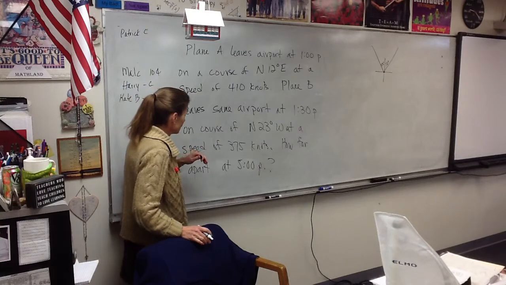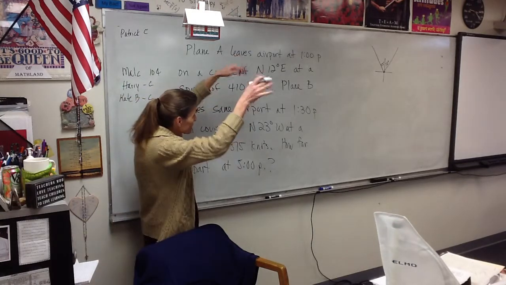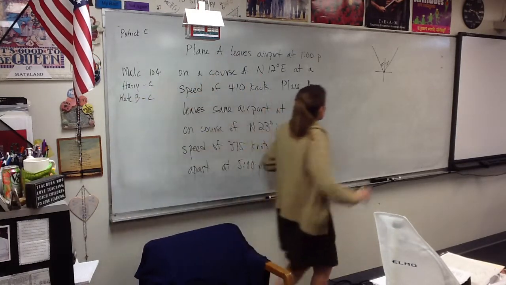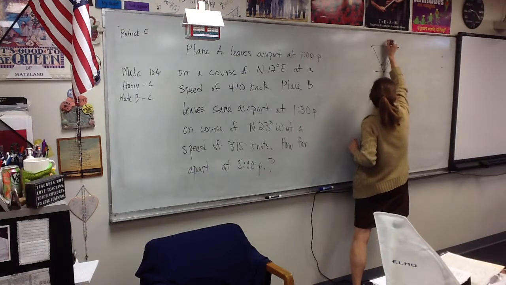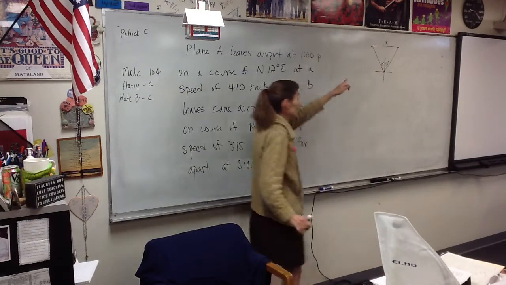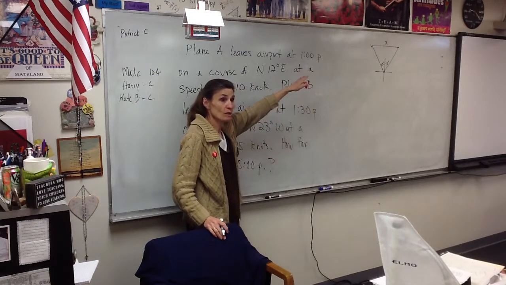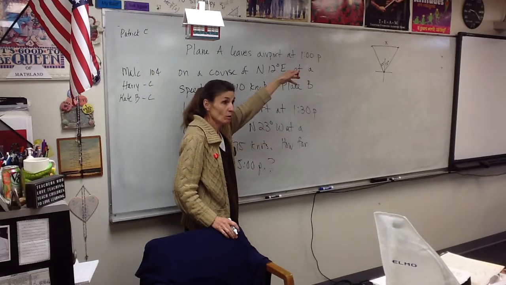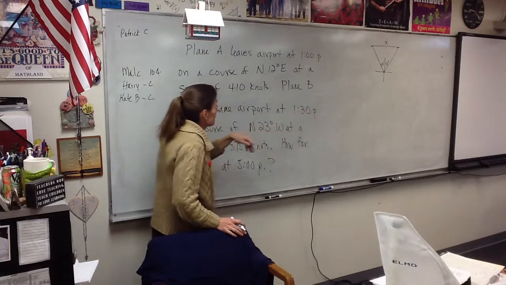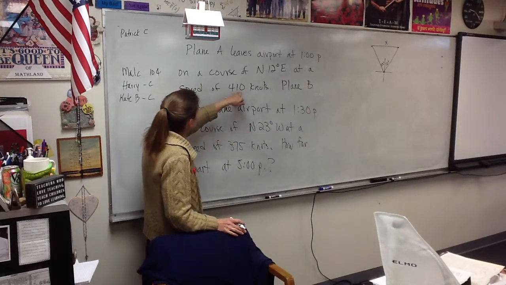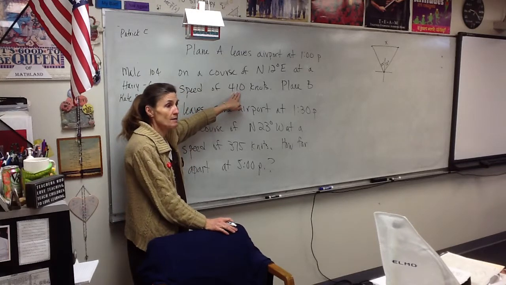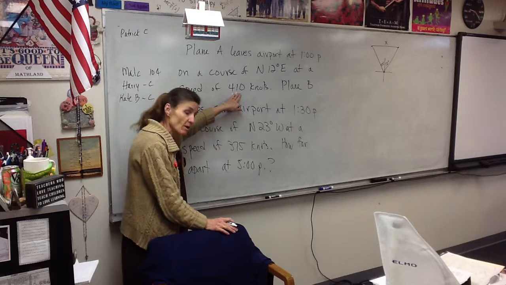Now, both planes are out there someplace, and we want to know how far apart they are at a certain time. Would you agree with that situation? And that's the variable. Now, what do I do with this speed of 410 knots? What do I do with that information? Figure out how far they traveled. Figure out how far he traveled.